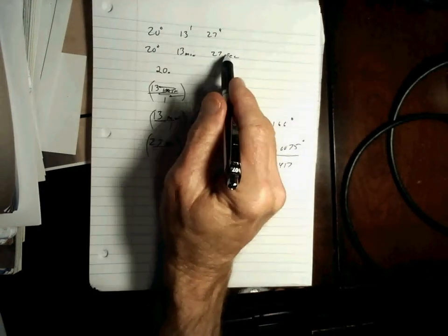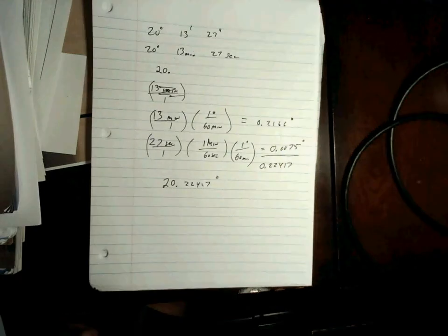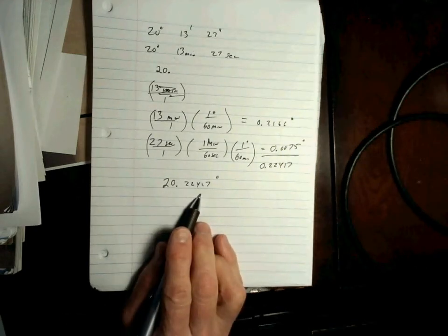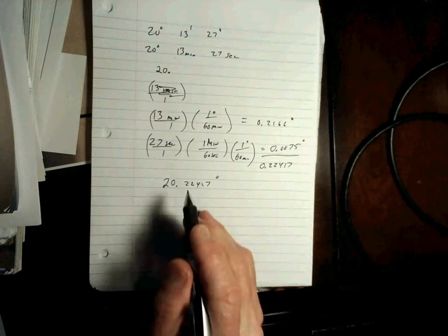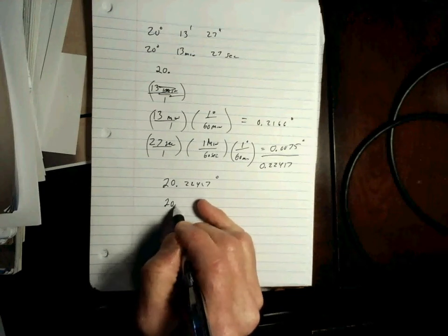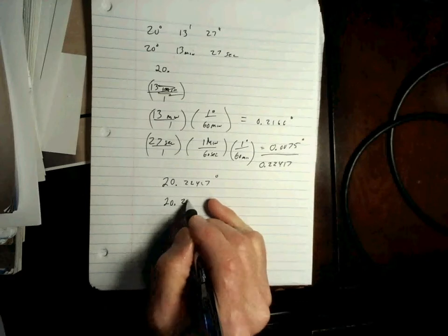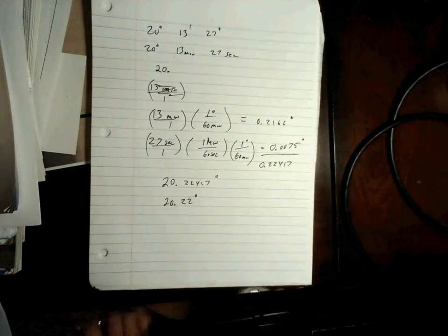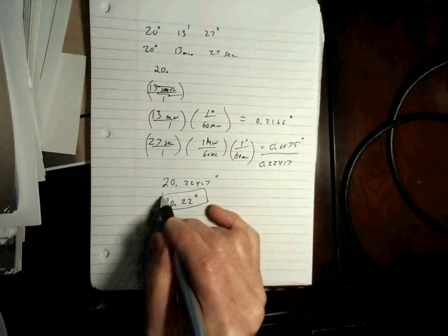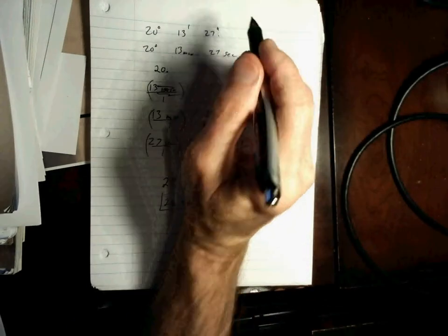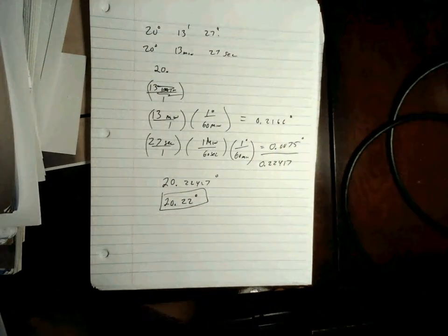And I'm going to round the answer, let's say if we want to do just two decimal places, it would be 20.22 degrees. So that would be a good answer for that. So you see in this case, we're starting with 20 degrees, 13 minutes and 27 seconds, and converting that to a decimal value of the degrees. So that involves a little more work, a little more understanding of the conversions.